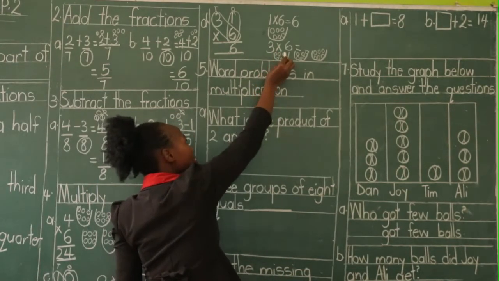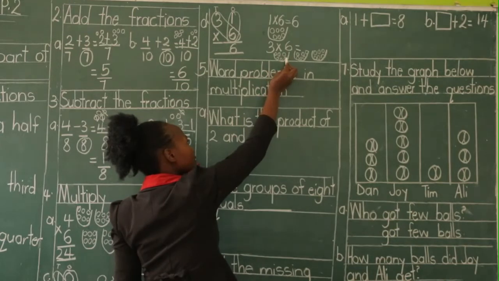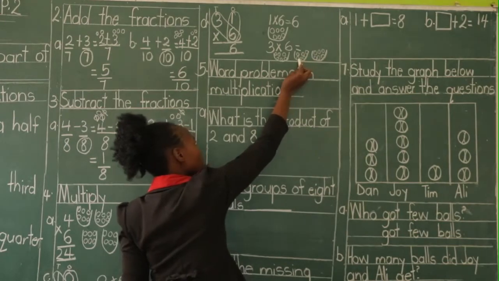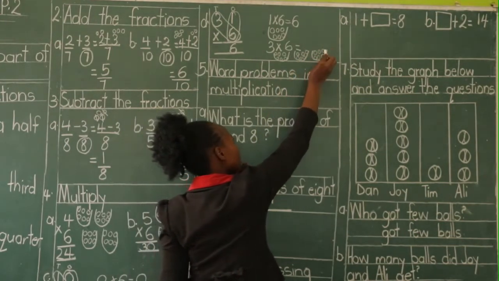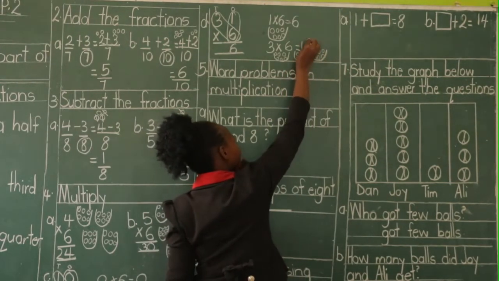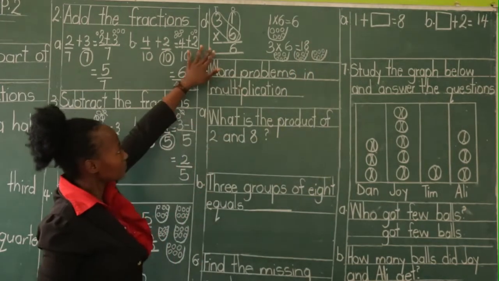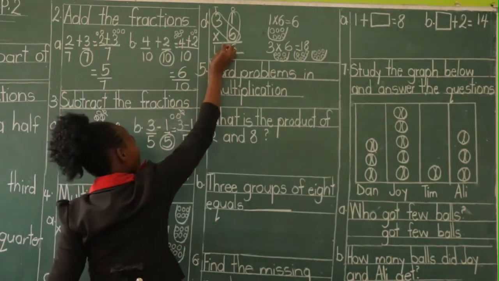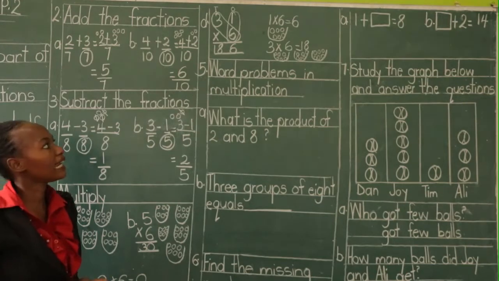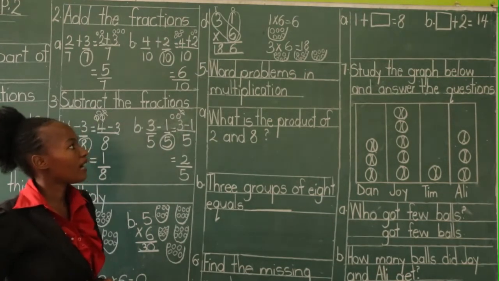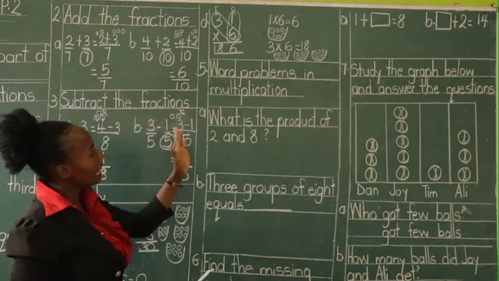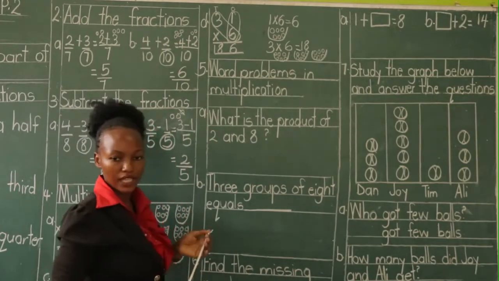Counting: 1, 2, 3, up to 18. I first write it here, then I bring it here. Here I put my number 18. Now 31 times 6, our answer is going to be 186. Okay. After that, we look at word problems in multiplication.